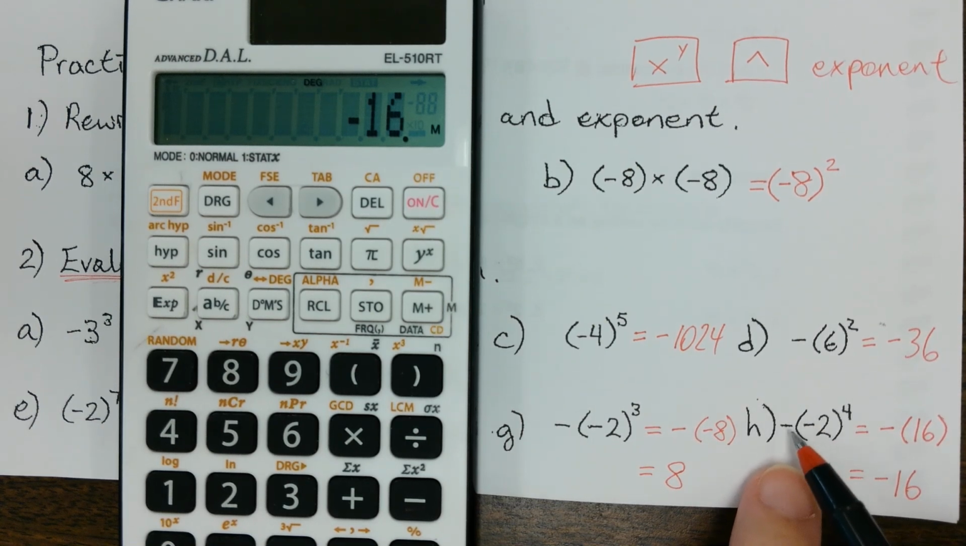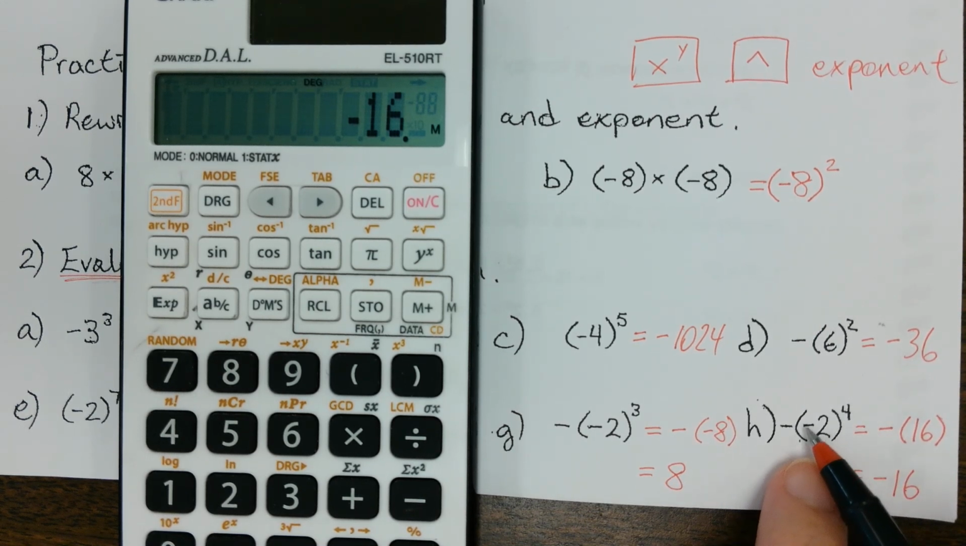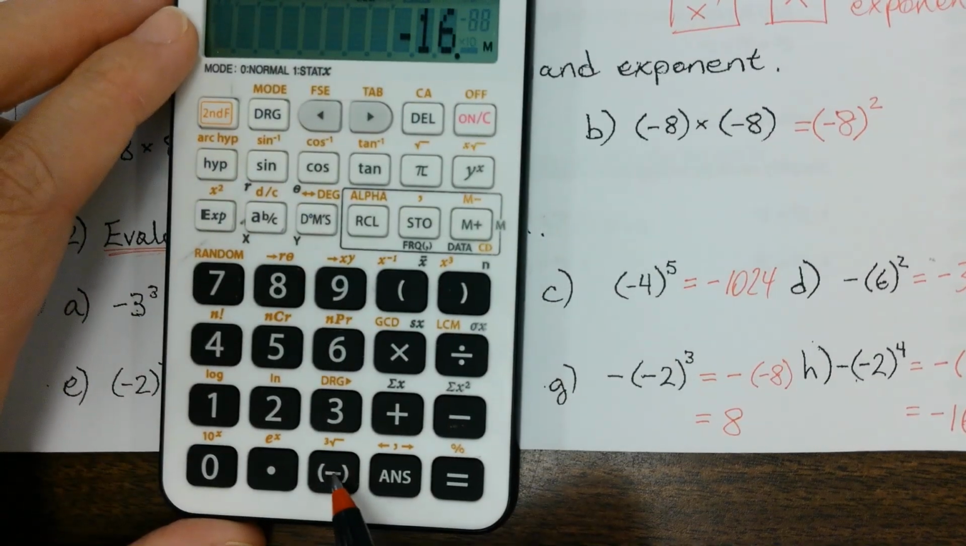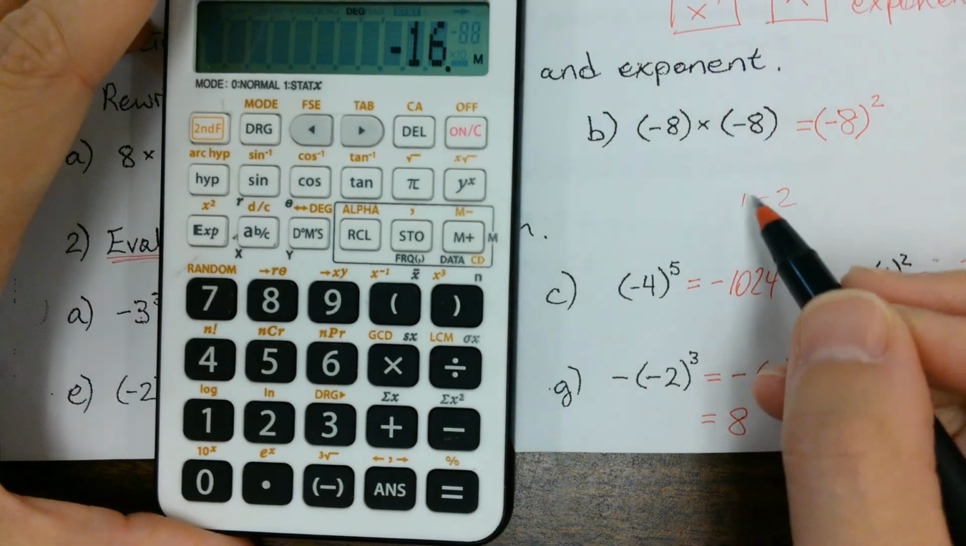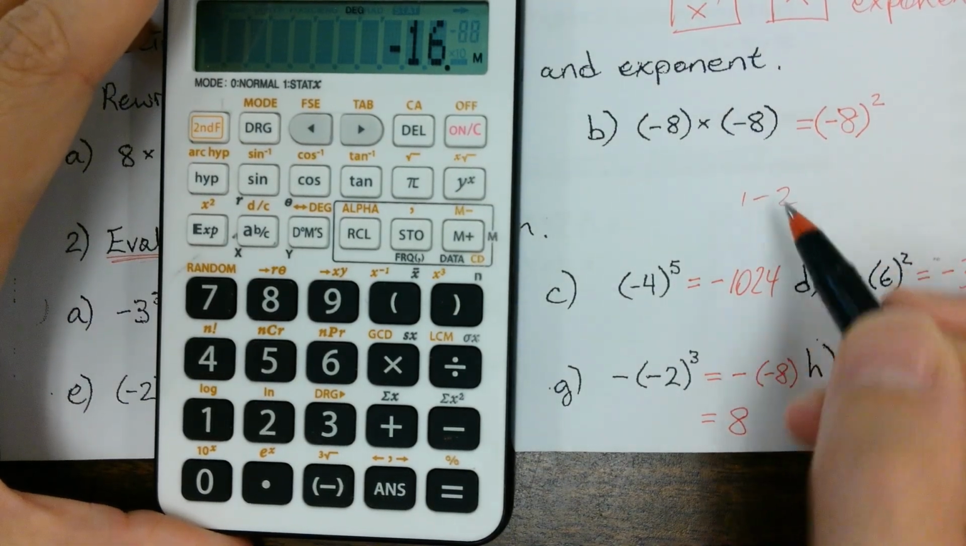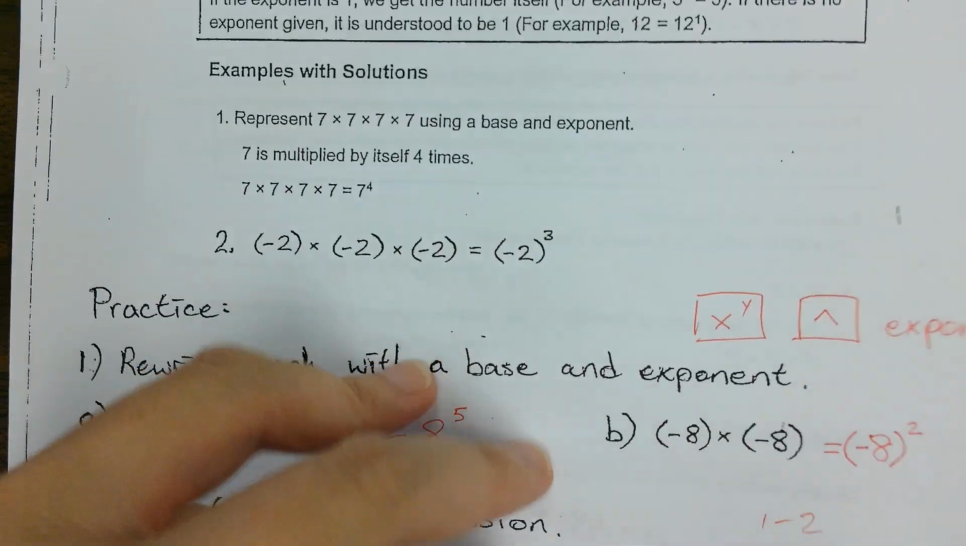When you read this, you'll read this as negative bracket negative 2 close bracket to the power of 4, right? So when you read it as a negative, that's when you use the negative sign. If I were to say something like 1 minus 2, that's when I use the minus sign. Okay? So, on to the back.